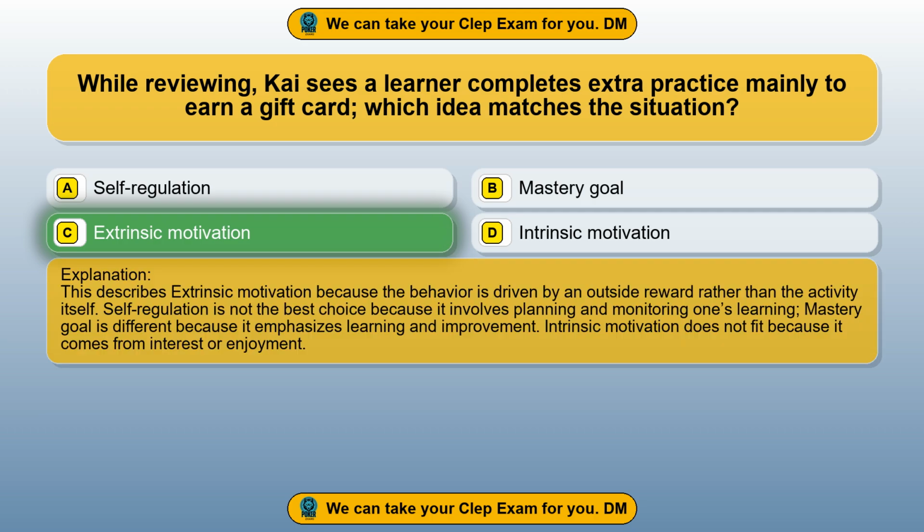This describes extrinsic motivation because the behavior is driven by an outside reward rather than the activity itself. Self-regulation is not the best choice because it involves planning and monitoring one's learning. Mastery goal is different because it emphasizes learning and improvement. Intrinsic motivation does not fit because it comes from interest or enjoyment.